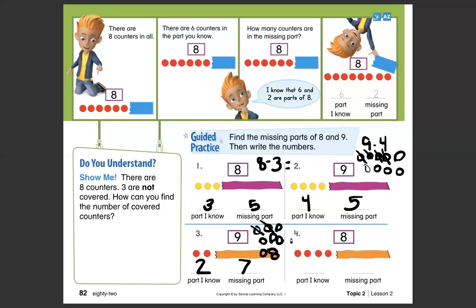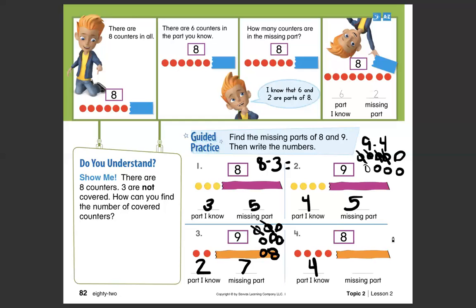How many counters do we have in all? What is the number in our box? Excellent. It's 8. Now let's count how many counters they give us. 1, 2, 3, 4. So how many do we know? 4. Excellent.